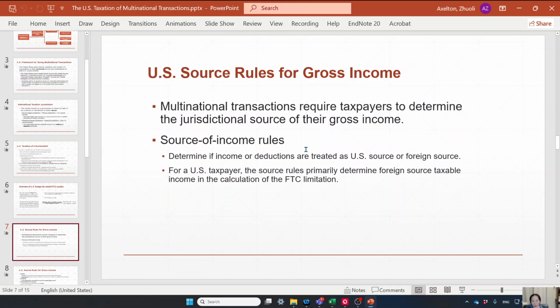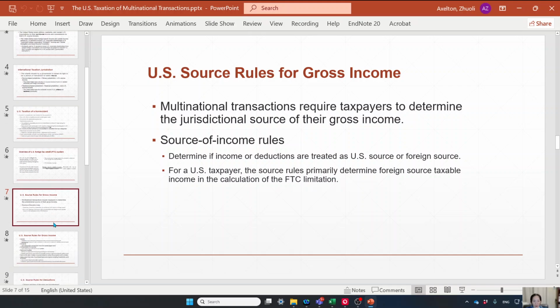So what are the source of income rules? Those rules will be used to determine if income or deductions are treated as U.S. source or foreign source. And for a U.S. taxpayer, the source rules primarily determine foreign source taxable income in the calculation of foreign tax credit limitation.